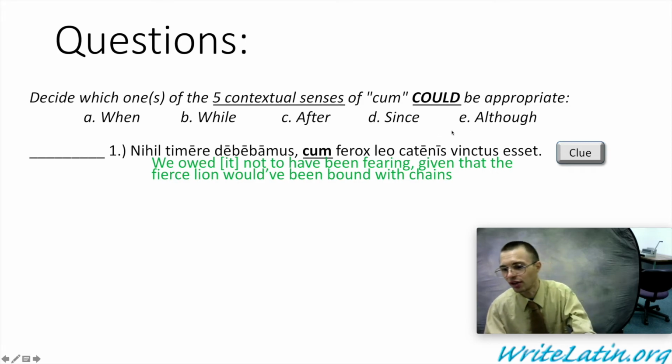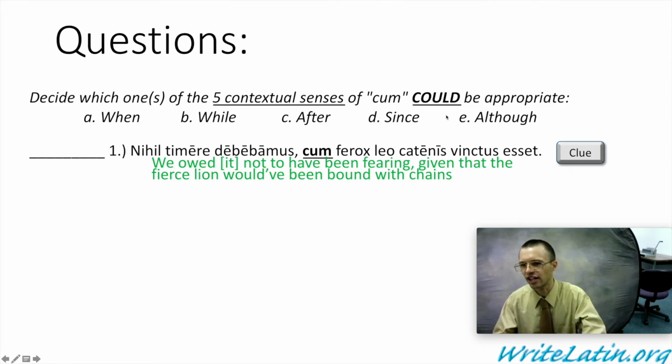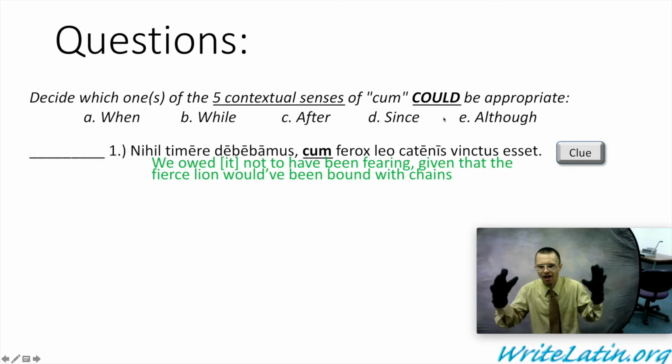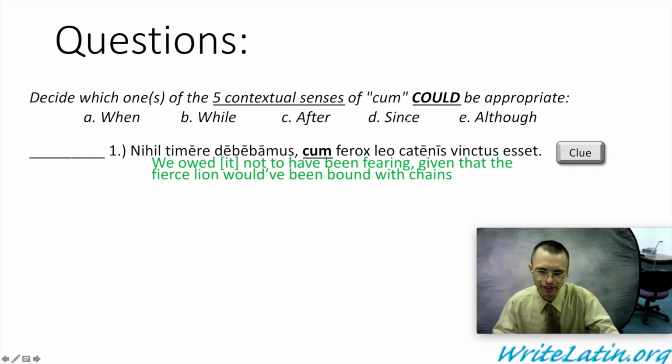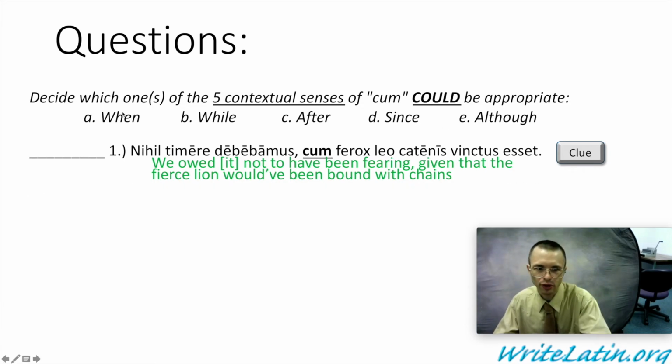So let's try one of the two alternates, causal or concessive. We owed it not to have been fearing since the fierce lion would have been bound with chains. That satisfies me. Now, if the since works, the although almost certainly won't. But let's try it anyways. We owed it not to have been fearing although the fierce lion would have been bound with chains. What's your problem? You mean that you should have been afraid because he was tied up? So that makes no logical sense at all. So our answers, therefore, are going to be A, C, and D. Stop the video, try the rest of these, and then start it again when you're ready to see the answers.